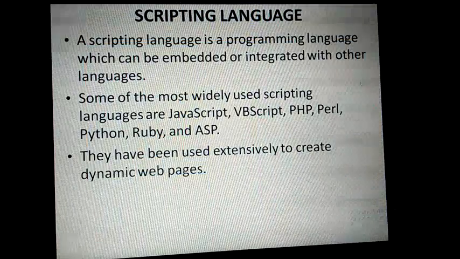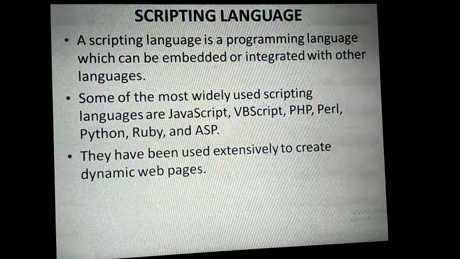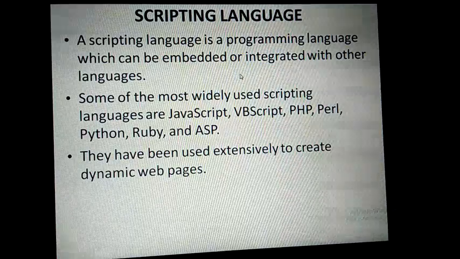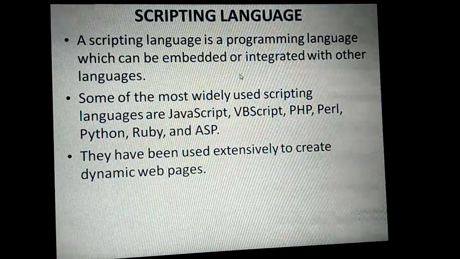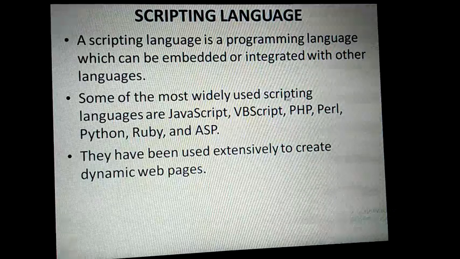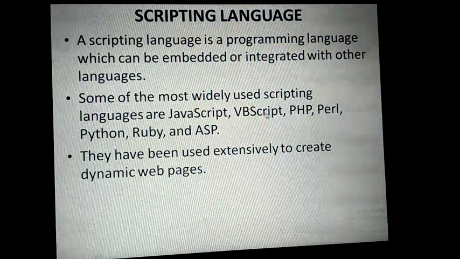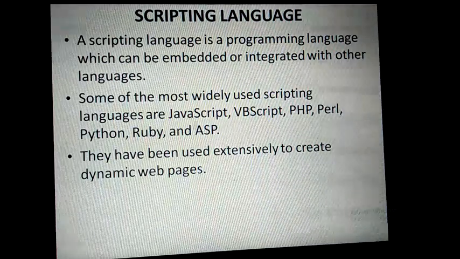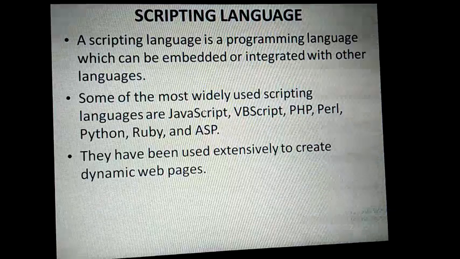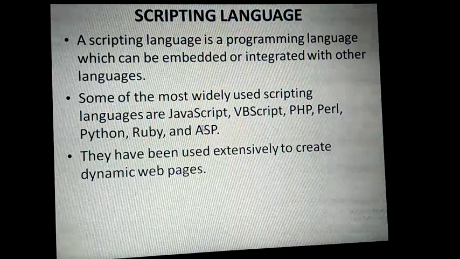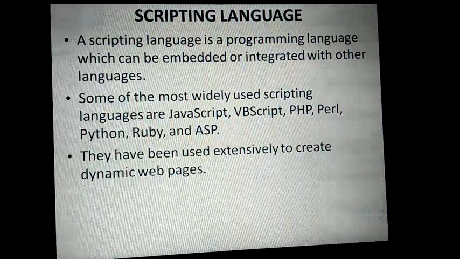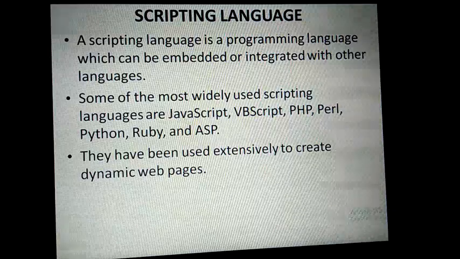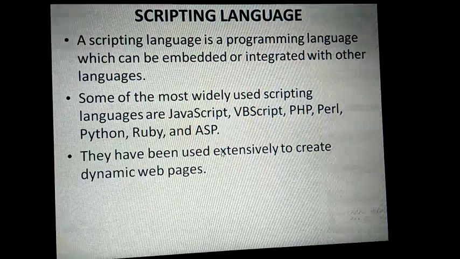Scripting language is a programming language which can be embedded, attached, or integrated with other languages. Scripting languages are normally attached to other programming languages. Some of the most widely used scripting languages are JavaScript, VBScript, PHP, Perl, Python, Ruby, and ASP. These are programming languages used as scripting languages with other languages to develop web content. They have been used extensively to create dynamic web pages. All these scripting languages are used for creating dynamic web pages.